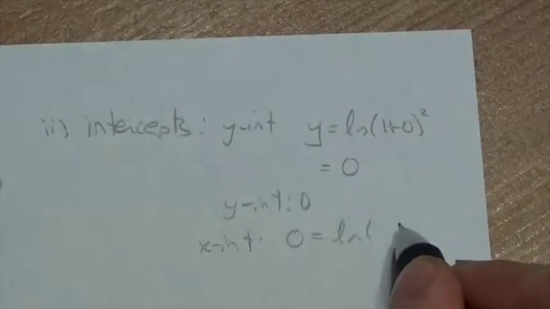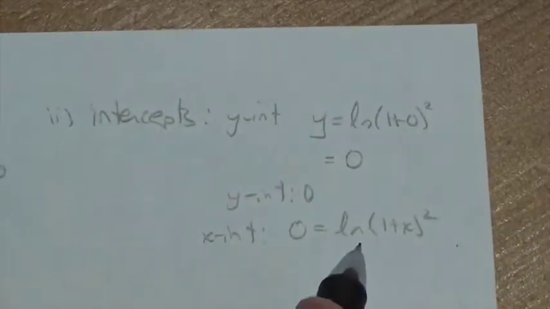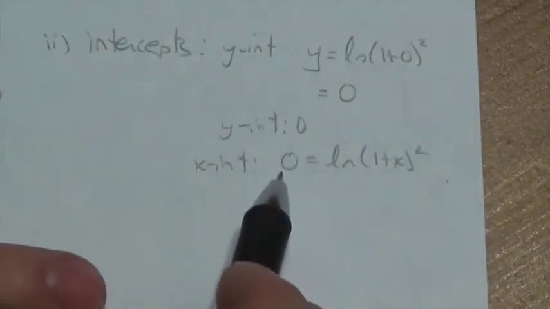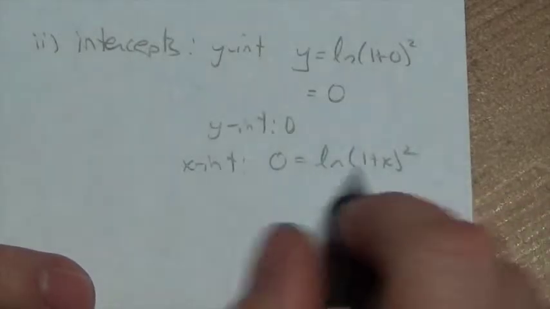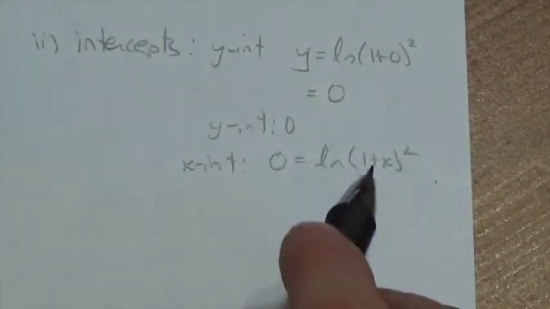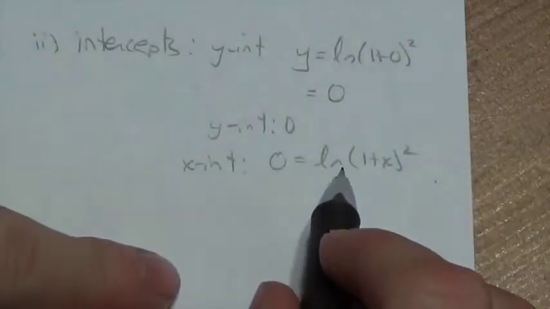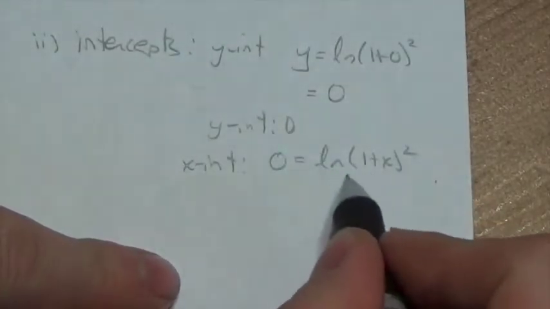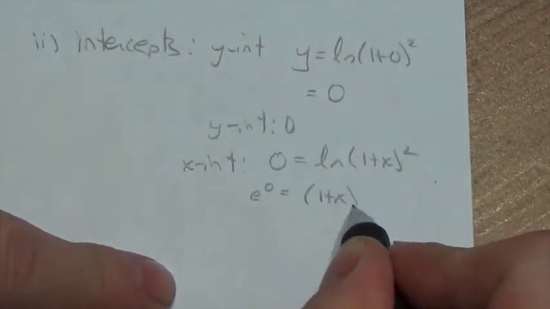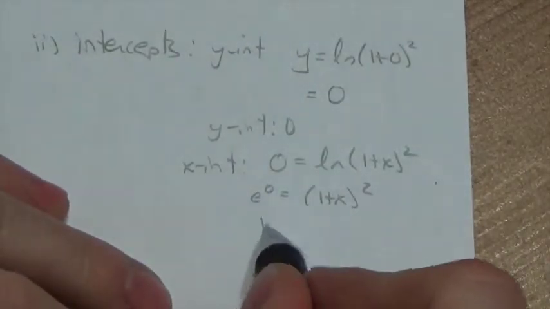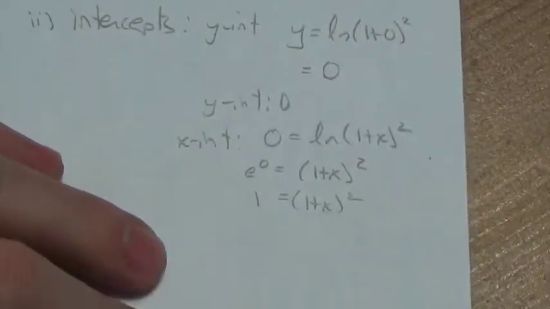When we are looking for the x-intercept, remember we're setting this equal to 0, and that creates an equation that we've got to solve. The first thing I'm going to do to solve this equation is realize that it's a logarithmic equation, so I'm going to get rid of the logarithm to start off with. The base is e. So e to the 0 is going to equal 1 plus x squared, and e to the 0 is just 1. So 1 plus x squared is equal to 1.